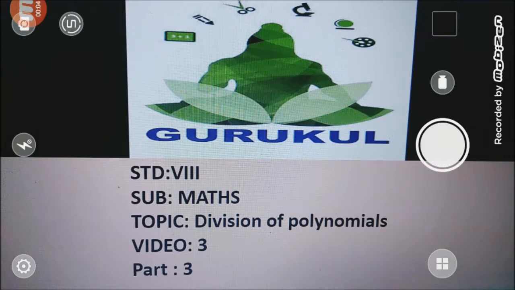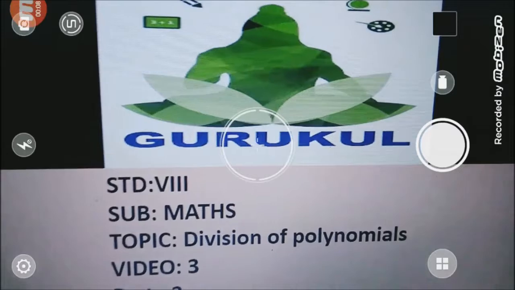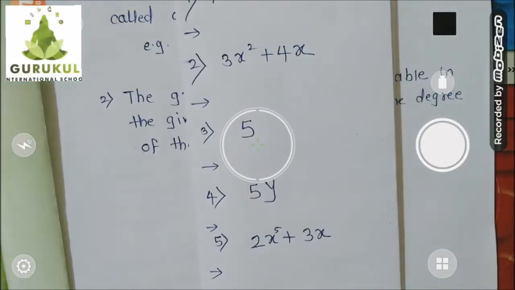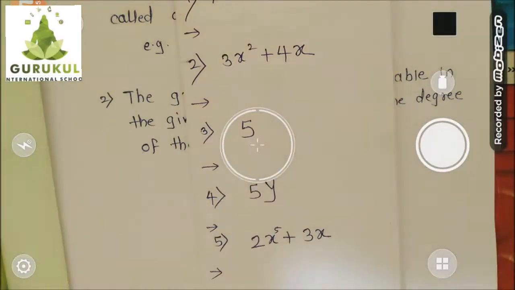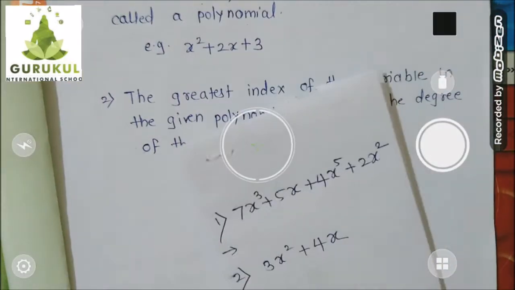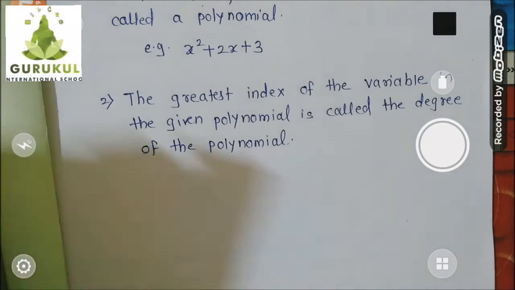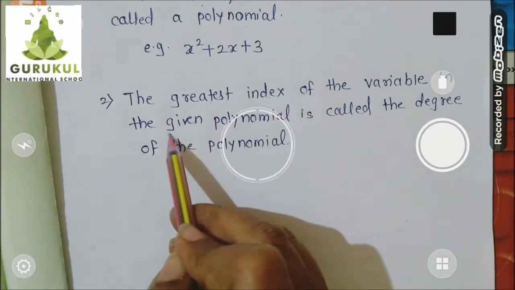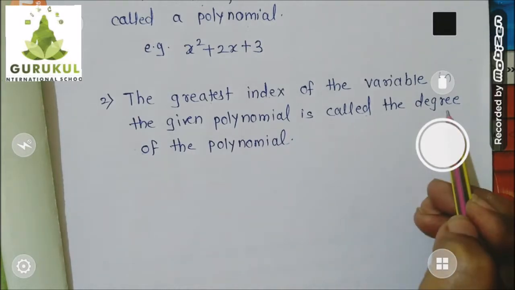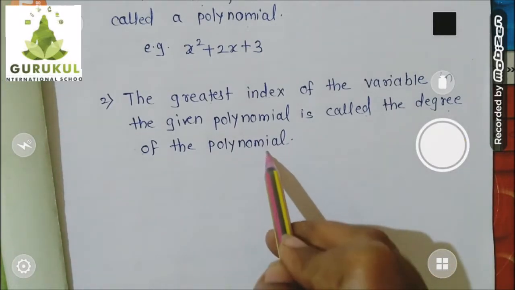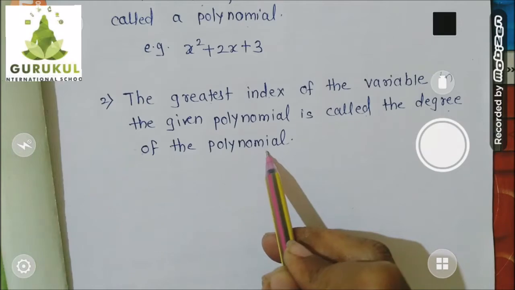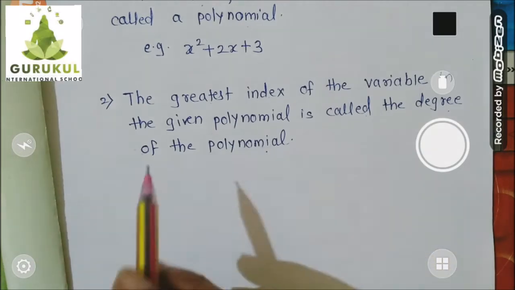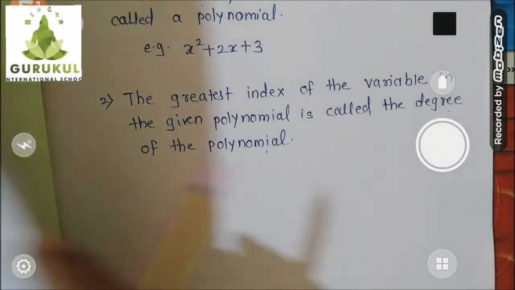Welcome back children. Now I will teach you what is the degree of the polynomial. The greatest index of the variable in the given polynomial is called the degree of the polynomial. Children, it is very simple to learn and it is generally asked for 1 mark in the paper.